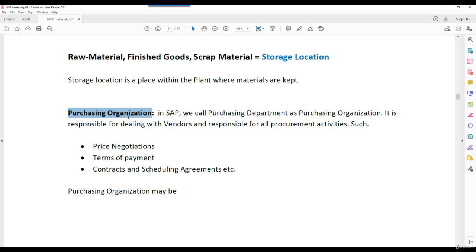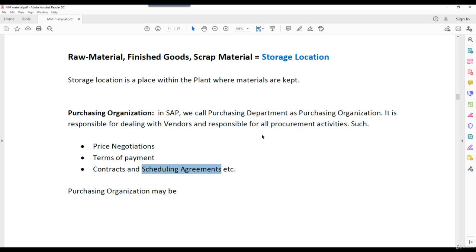They are responsible for dealing with the vendors and all procurement related activities, like negotiating the price with the vendor and payment terms: how to make the payments, what is the credit period, is it 30 days or 60 days, 45 days, and creating the long term contracts and scheduling agreements. Scheduling agreements mean quantities and delivery dates, when we need and how much we need. Those are part of our scheduling agreements. So in short, the purchasing department is responsible for dealing with the vendors and for procurement activities.